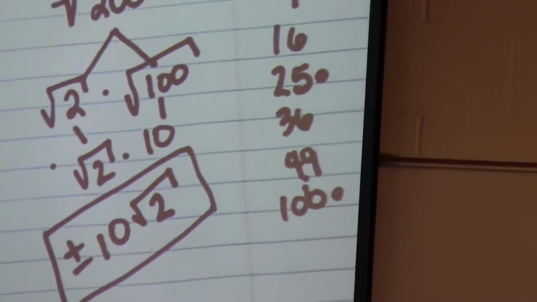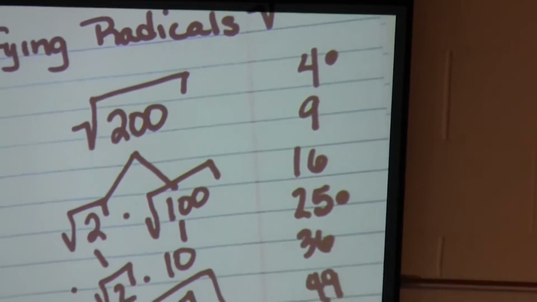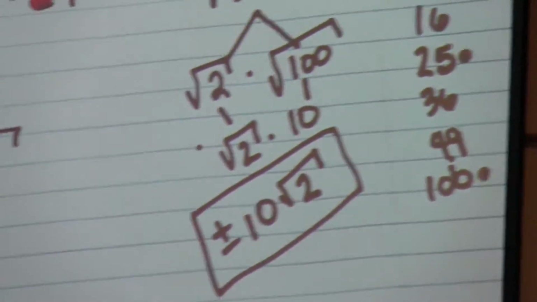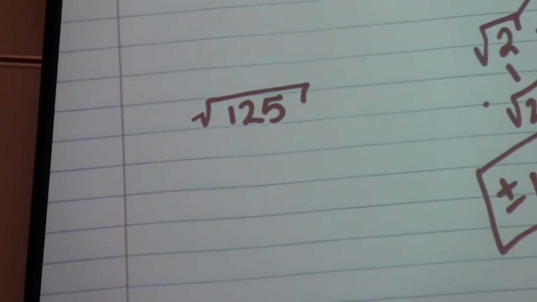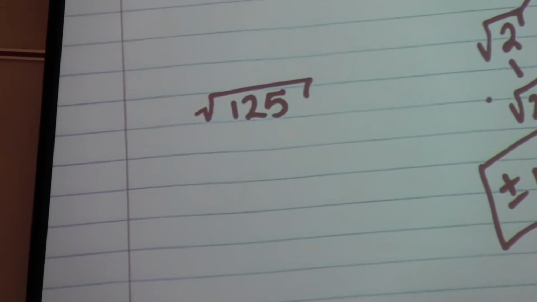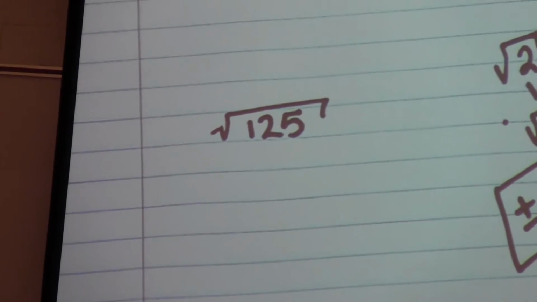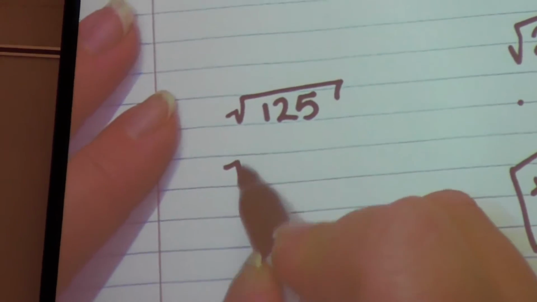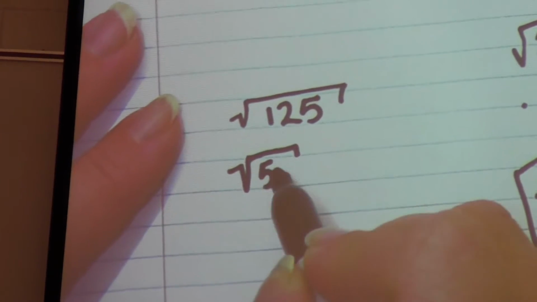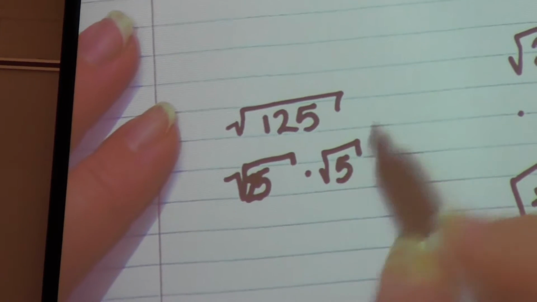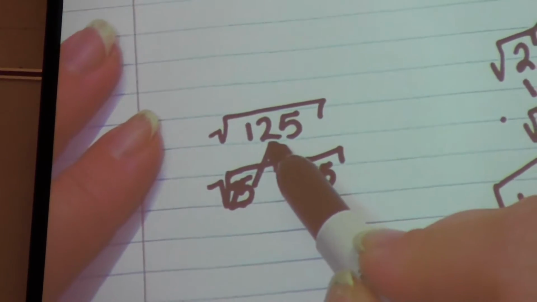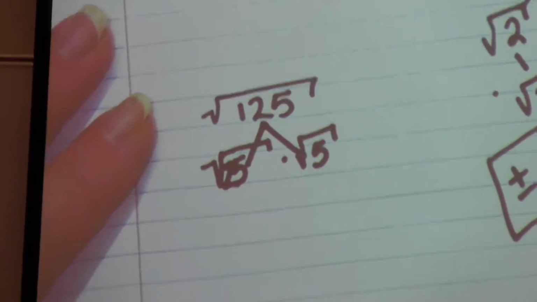What one stands out to you as one we should try? 25. 25 stands out to me too. So I might have to get out my trusty dusty calculator and say, okay, 125 divided by 25 is how many? 5. Perfect. So I could say that this was the square root of 25 times the square root of 5, right? Because 25 times 5 equals 125.